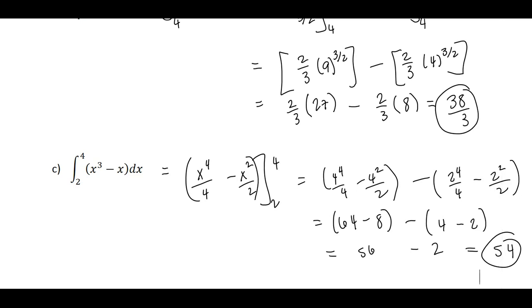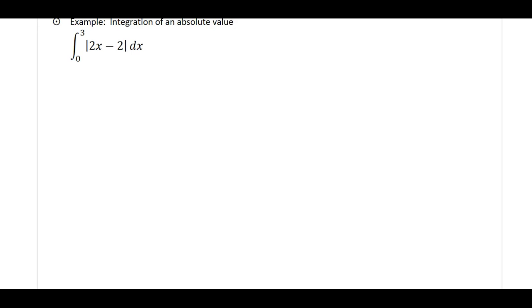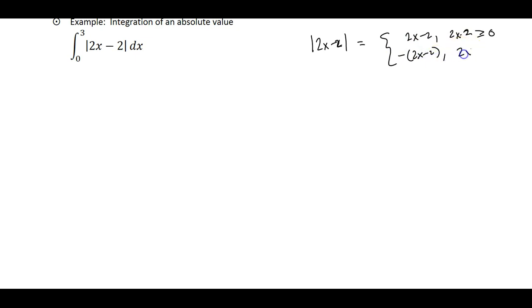So just be warned. If we're trying to find the definite integral of an absolute value like this, 2x minus 2, absolute value, from 0 to 3, it might not hurt to go ahead and talk about the absolute value of 2x minus 2, which would be 2x minus 2 if 2x minus 2 is greater than or equal to 0, and the negative of that if 2x minus 2 is less than 0. So that's 2x minus 2 if x is greater than or equal to 1 if you solve for this, and negative 2x plus 2 if x is less than 1.